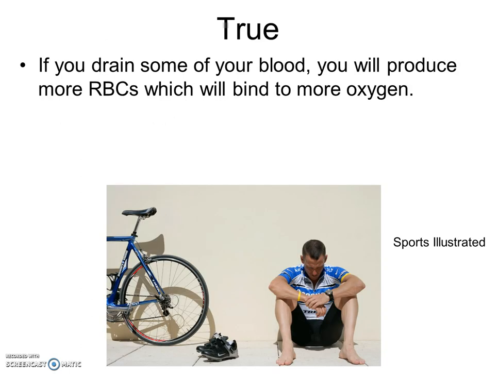This is actually true. Your body, again, naturally accommodates. If you drain some of your blood or you lose some of your blood, your body automatically starts to produce more red blood cells. Remember, you produce automatically 2 million a second, but this number will actually increase because your body thinks, hey, I need more red blood cells. I need to bind to more oxygen.